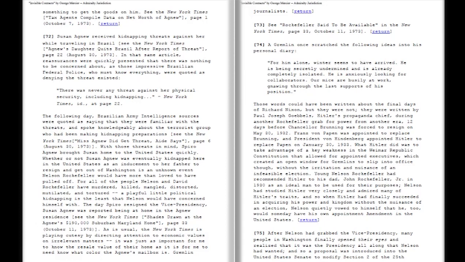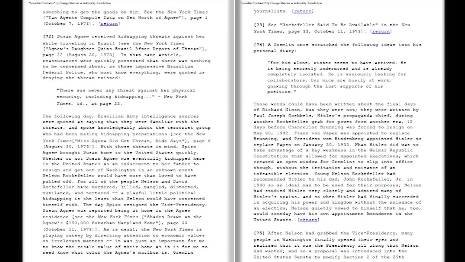The following day, Brazilian Army intelligence sources were quoted as saying that they were familiar with the threats, and spoke knowledgeably about the terrorist group who had been making kidnapping preparations. See the New York Times. Miss Agnew did get threat, 8 says, page 6. August 30, 1973. With those threats in mind, Spiro Agnew brought Susan home to the United States quickly.